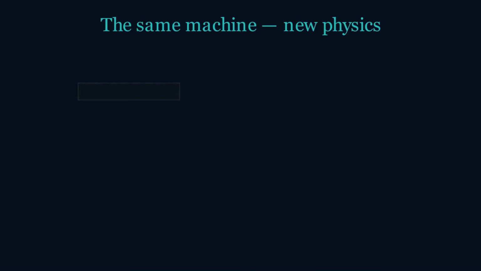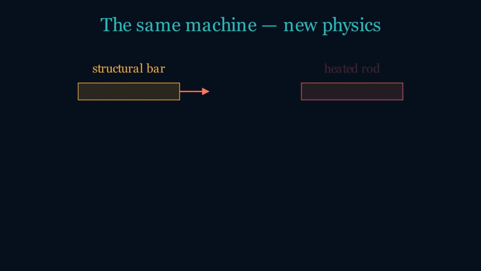We've spent 2 episodes on a structural bar pulled by a force. Now look at a completely different problem, a metal rod, heated at one end. Nothing structural about it. But mathematically, they're the same problem wearing different clothes.